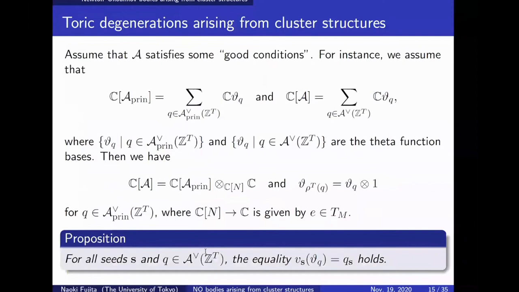Then, if the cluster variety A is sufficiently good, then C[A^prim] and C[A] have the theta function basis, which are parameterized by the set of lattice points in the tropicalization on the dual side. In addition, the theta function basis of C[A] is obtained from the theta function basis of C[A^prim], like this. Note that the theta function basis is also pointed, and the value of v_S is q_S, the image of q in the Euclidean space corresponding to the seed S.